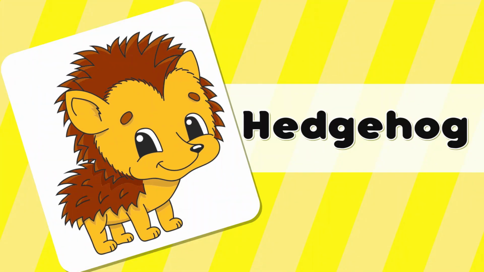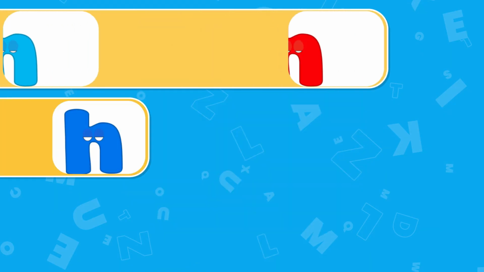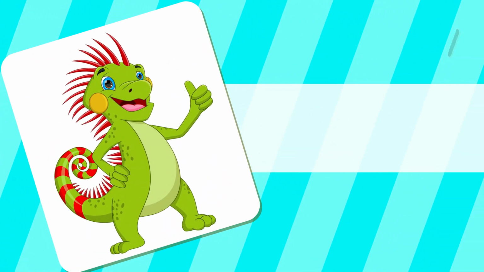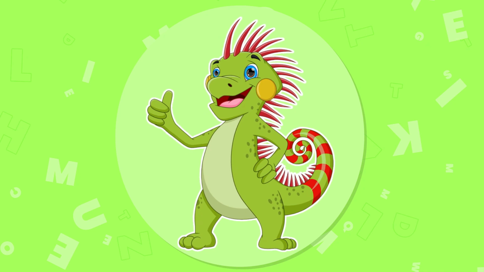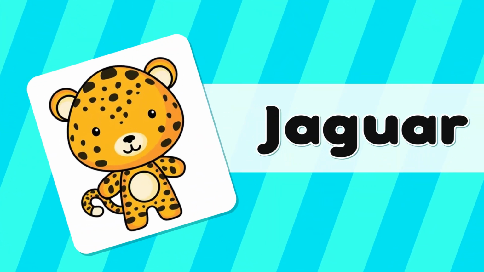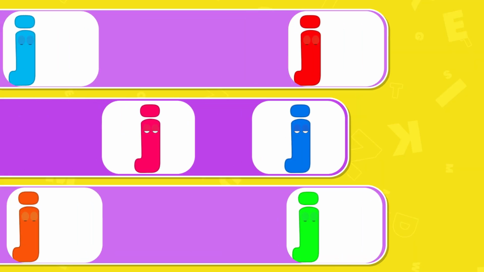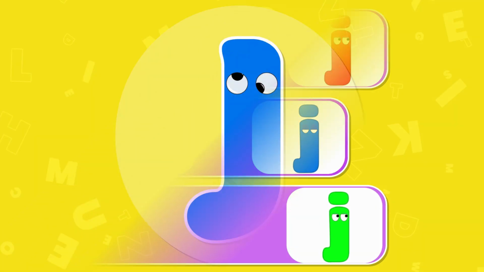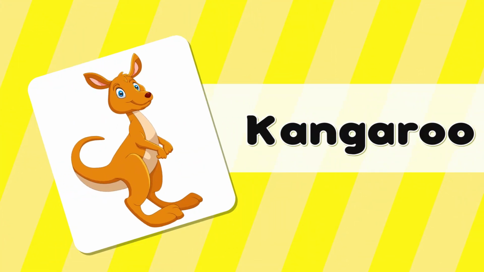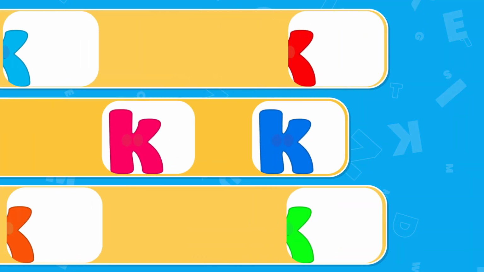H is for hedgehog, hedgehog. H is for hedgehog, I is for iguana, iguana. I is for iguana, ih. J is for jaguar, jaguar. J is for jaguar, j. K is for kangaroo, kangaroo. K is for kangaroo, k.